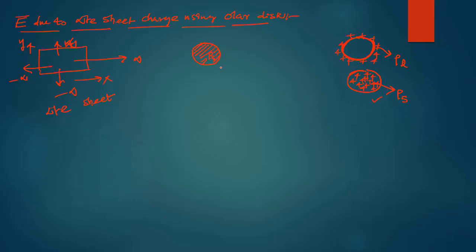Now we have taken this one. So for this particular sheet, if the radius is r, and if you make this r tend to infinity, then this circular disc will become an infinite sheet. Okay, so first we will find the electric field due to this finite radius circular disc. Then we will make r tend to infinity, and we will get the electric field due to infinite sheet. This is the approach we are following.